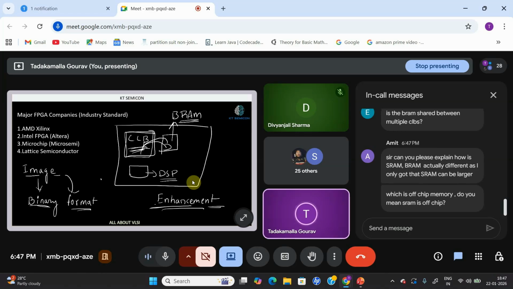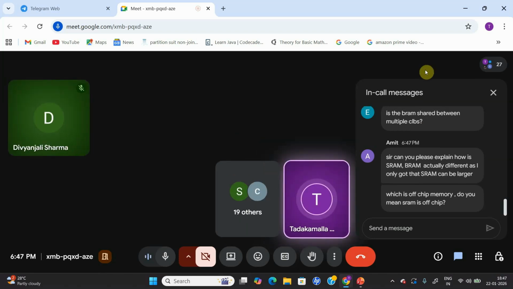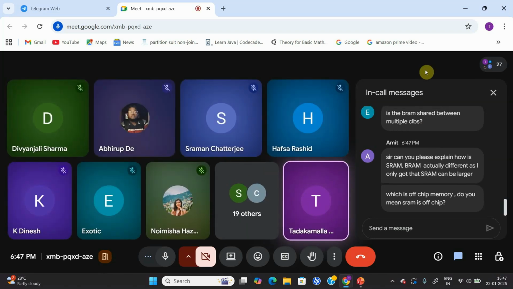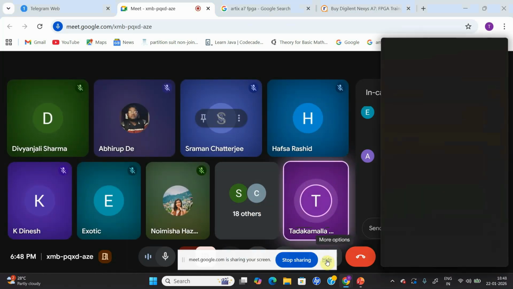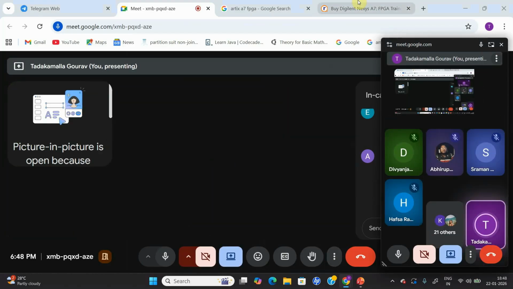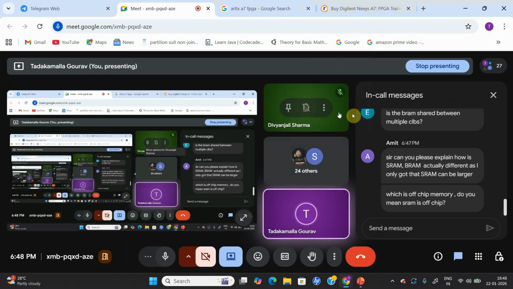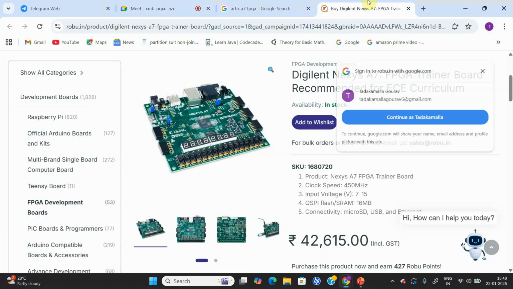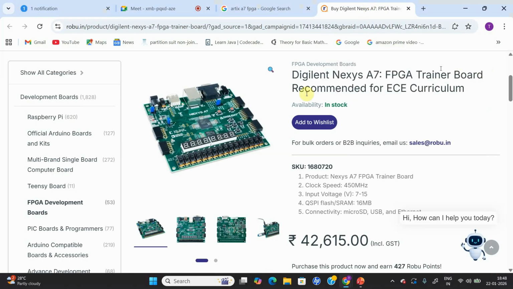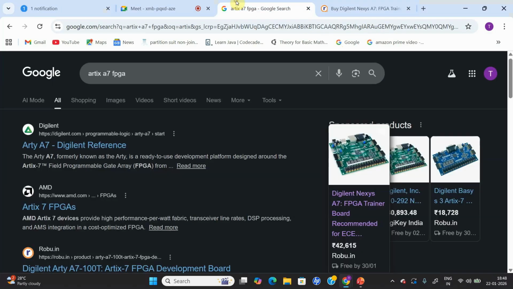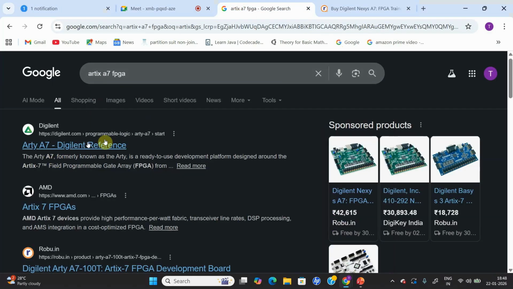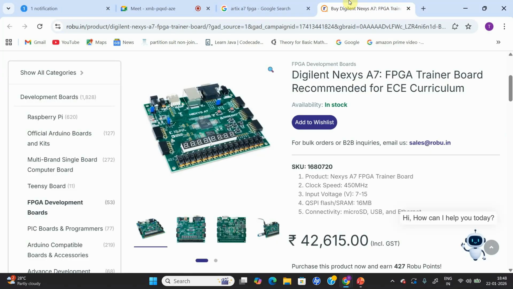Which is off-chip memory? Do you mean SRAM is off-chip memory? Yes, exactly. Okay, I will show you one picture then. So this is the official website where you can visit. I think my screen is visible, right? Please confirm. So I'm basically displaying the Artix A7 board FPGA, which is an SoC.